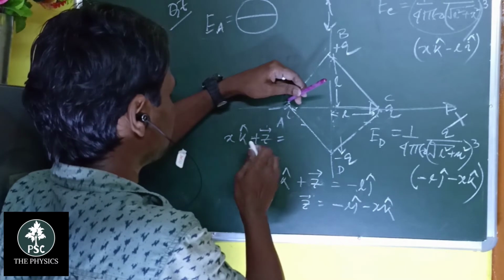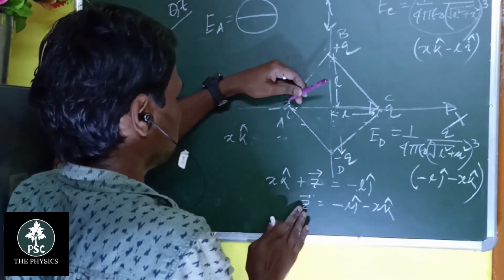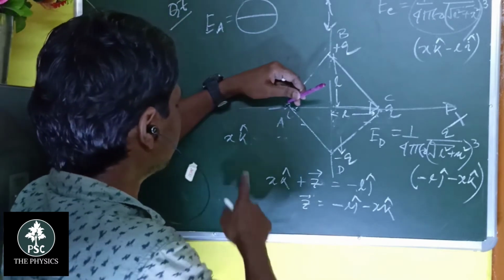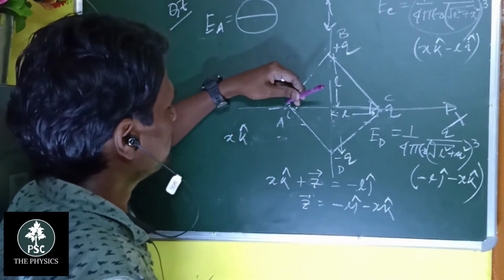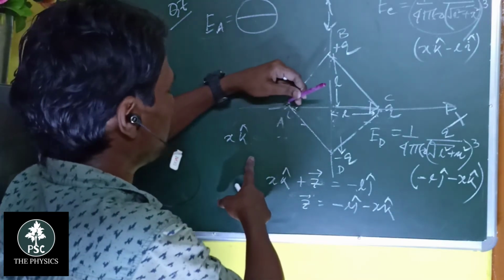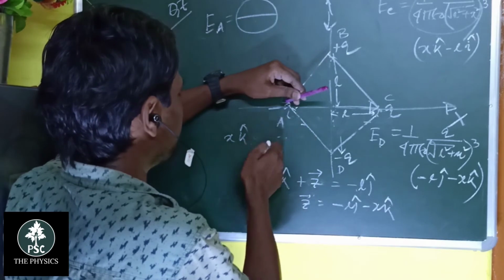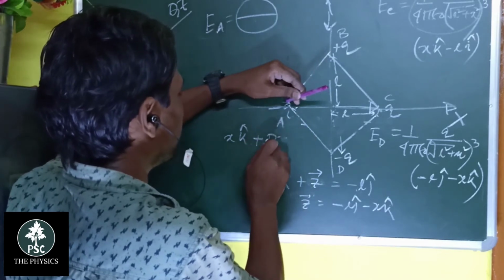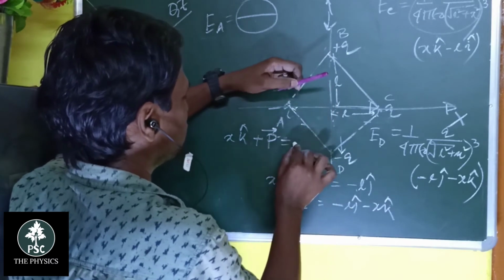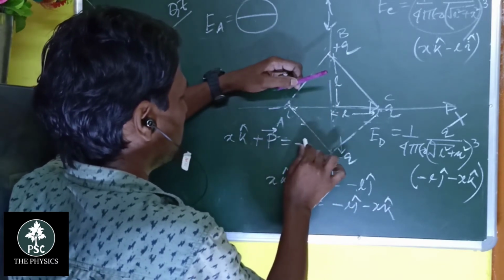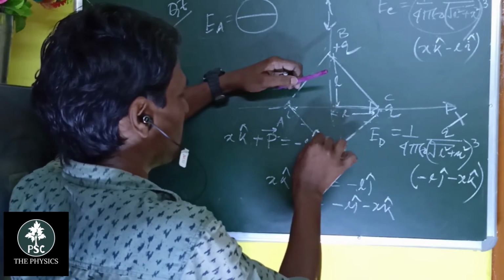Sorry, this is x k cap. So this is x k cap, and this is the plane, and this is the plane vector, and this is equal to this direction. So minus of L into I cap, L into I cap.